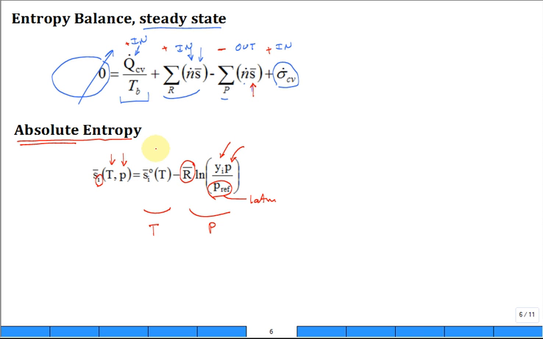And this is the absolute entropy at standard pressure of 1 atm, actually not standard temperature and pressure, just standard pressure of 1 atm. And this takes into account the temperature.